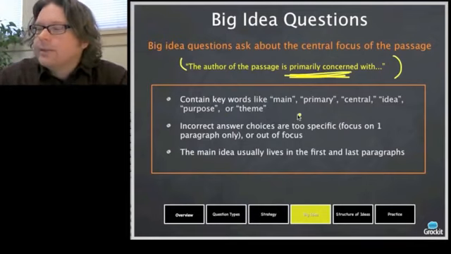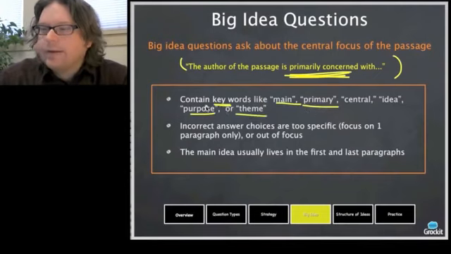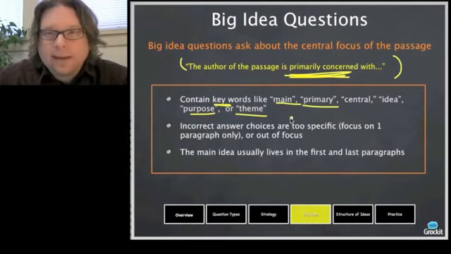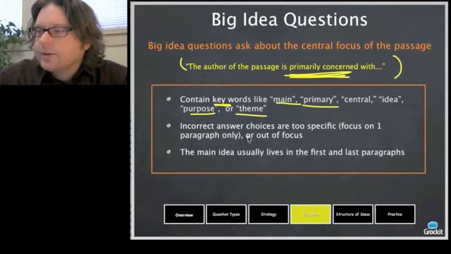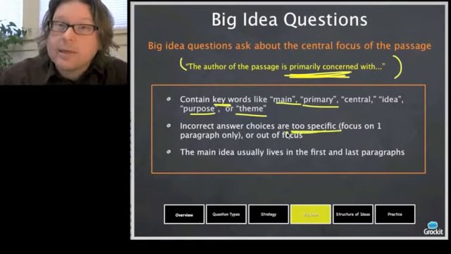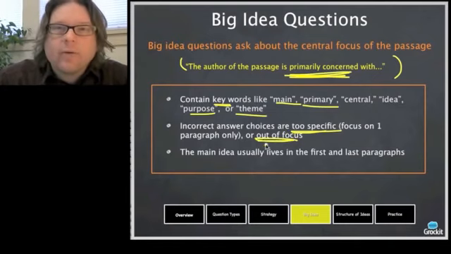It'll contain words like main, primary, central, key. Key itself is a main word. Idea, purpose, theme, goal, things like that. The incorrect answer choices are often too specific, like a detail from the passage, something that happens but was not the primary intent of the passage, or it'll be outside of the focus of the passage.